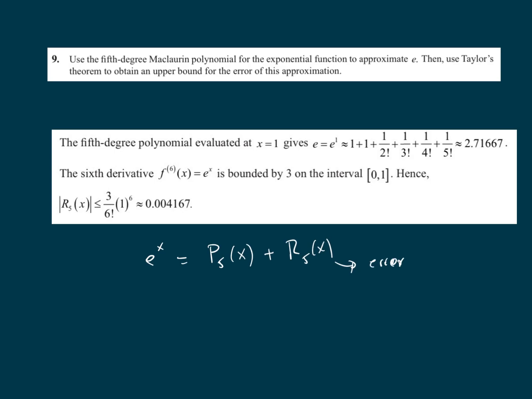If we do this, e to the x, this is something that you have to have in your pocket always. e to the 0 is 1. If I do the Taylor polynomial, it will be 1 plus x, plus x squared divided by 2 factorial, plus x cubed divided by 3 factorial, plus x to the 4 divided by 4 factorial, and it's the fifth degree. So the fifth degree term is x to the 5 divided by 5 factorial.